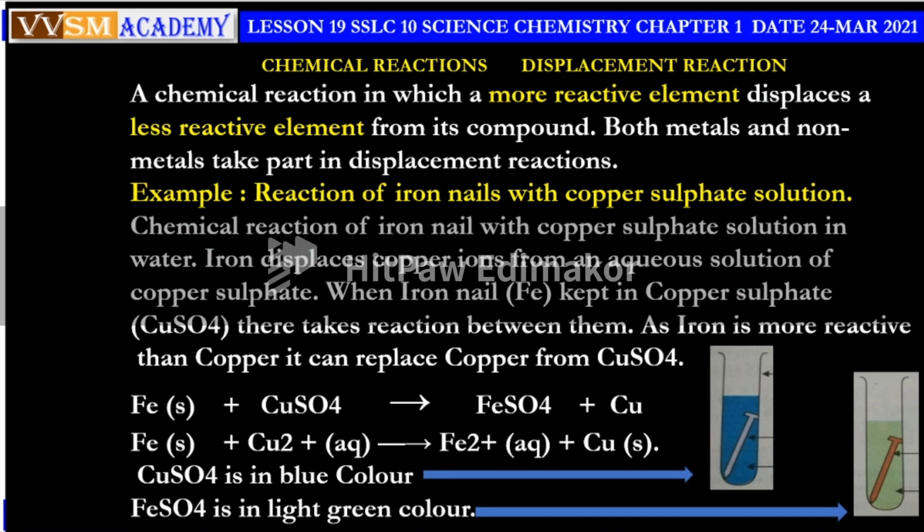Okay, this iron reacts with copper sulfate solution, blue colored solution, gives iron sulfate and copper is displaced. This iron sulfate is light green color. That means if you observe carefully, the color of the blue solution is slowly converted into light green color, indicating that copper is displaced. So this is called a chemical displacement reaction.